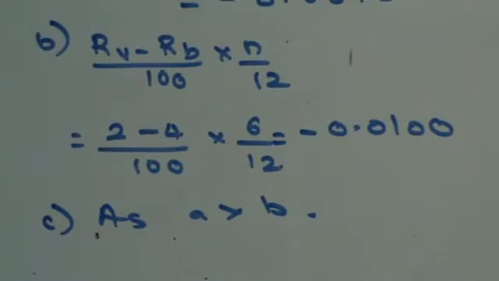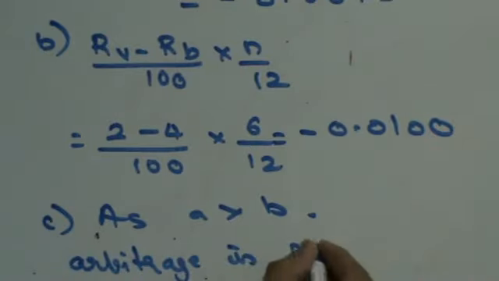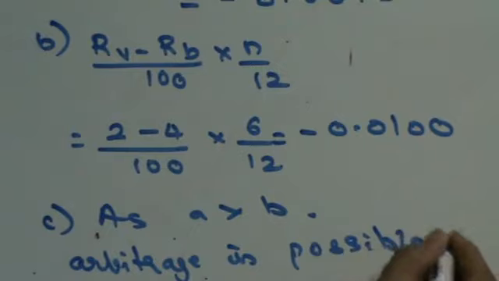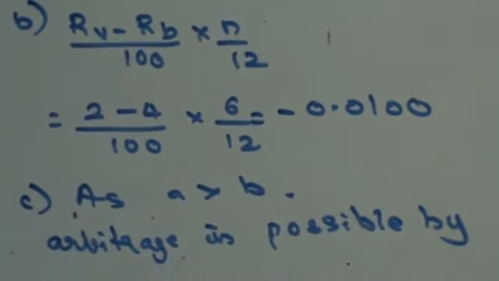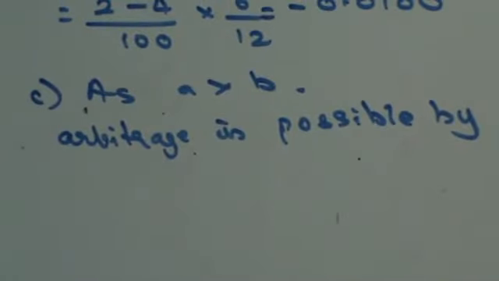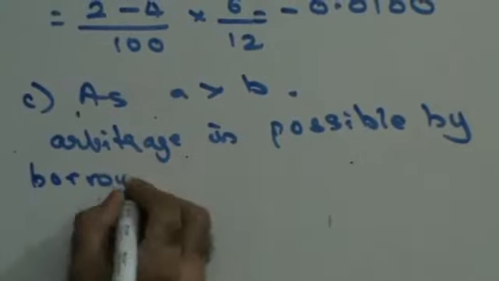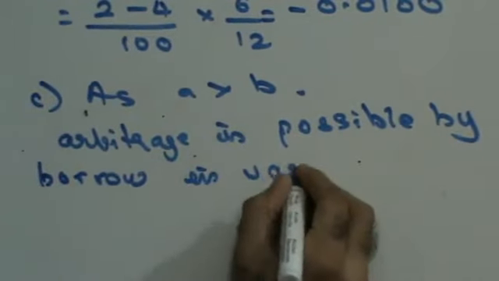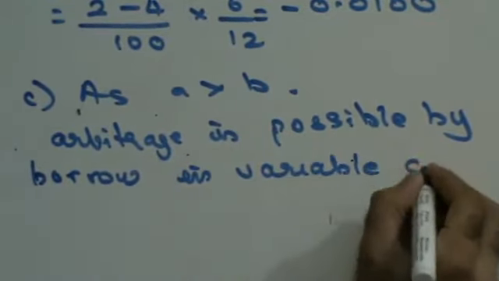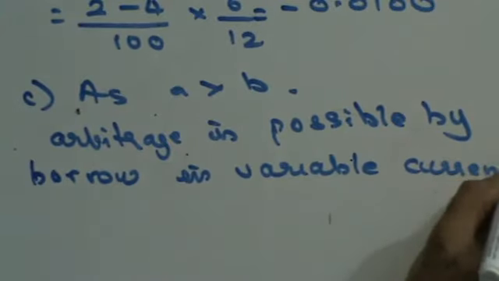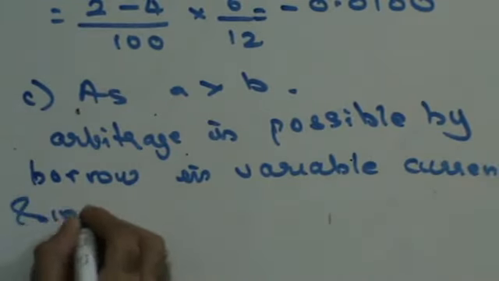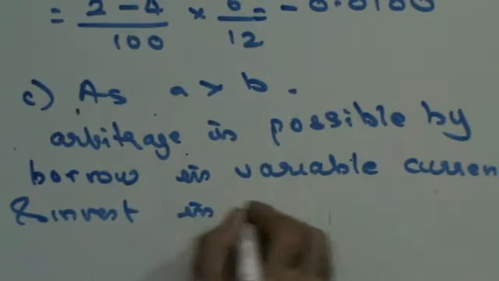As A is greater than B, therefore arbitrage is possible. Now since A is greater, you will borrow in variable currency and invest in base currency. Borrow in variable currency and invest in base currency.